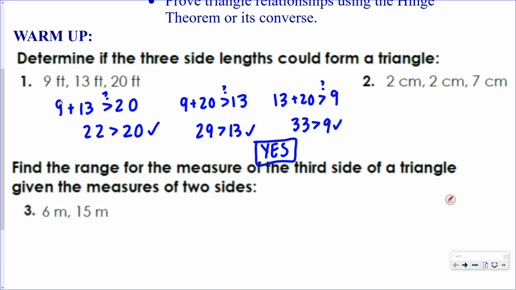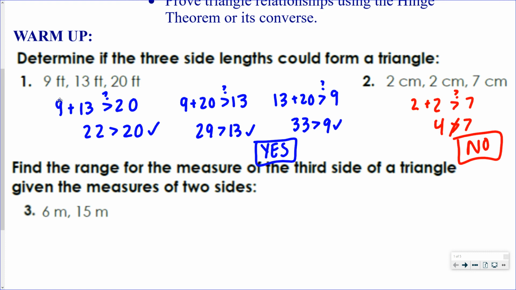And number 2, if I start with my two smaller sides, you'd realize right away, 4 is not greater than 7. No. So that's all I gotta show, that one of the inequalities doesn't work, and that's not gonna form a triangle.